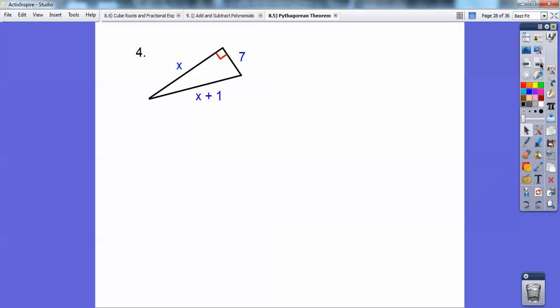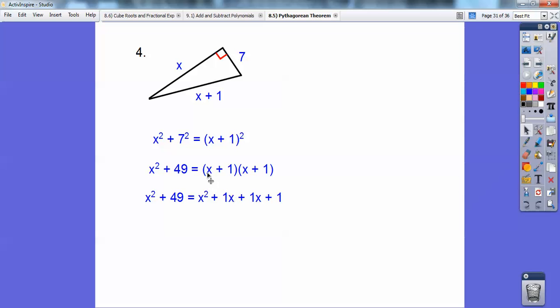Can you see which one the hypotenuse is? It's opposite that right angle. There's the right angle, so go straight across. That's the hypotenuse. This one's the one that equals itself. So this side squared plus this side squared equals this side squared. Does that make sense? All right, x plus 1 squared means x plus 1 times x plus 1. And then we're going to FOIL that out.